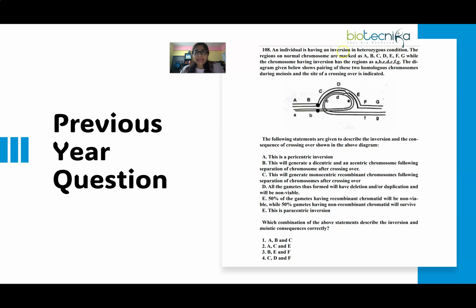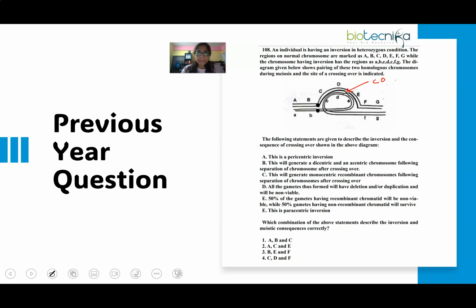An individual is having an inversion in heterozygous condition. The regions on the normal chromosome are marked as capital A, B, C, D, E, F, G, while the chromosome having inversion has the regions small a, B, C, D, E, F, G. The diagram given below shows pairing of these two homologous chromosomes during meiosis, and the site of crossing over is indicated. So this X is the site of crossing over. The following statements are given to describe the inversion and the consequence of crossing over shown in the above diagram.